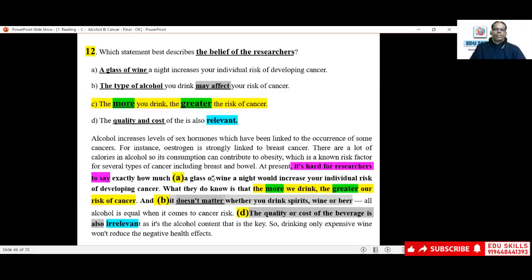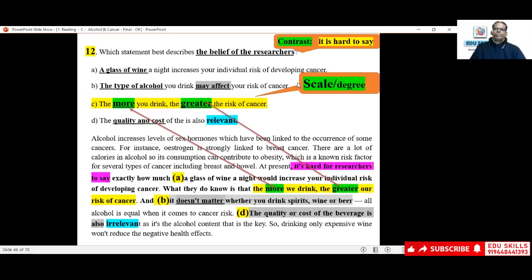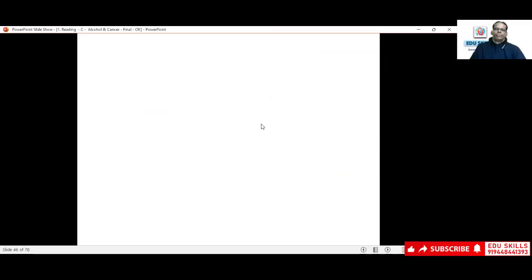Yes. Let's check. Okay, scale is used here. See, scale, greater, more, comparison. And it's hard for researchers, the belief of the researchers. Contrast, irrelevant. Okay, irrelevant here.